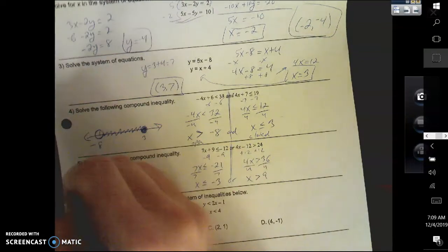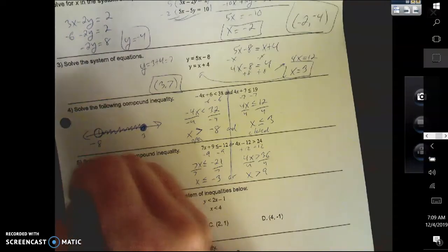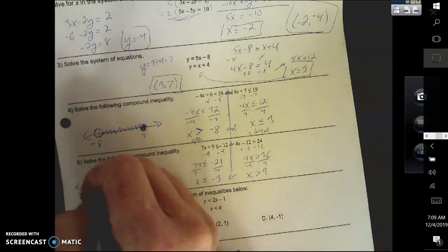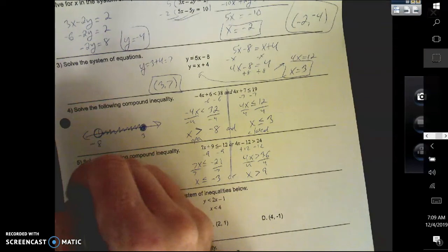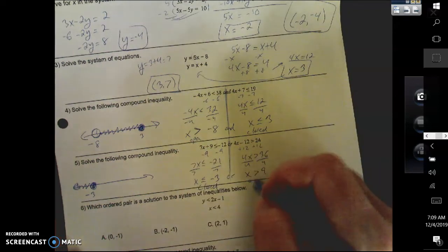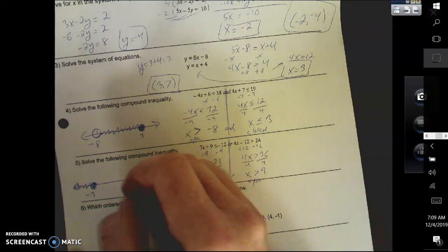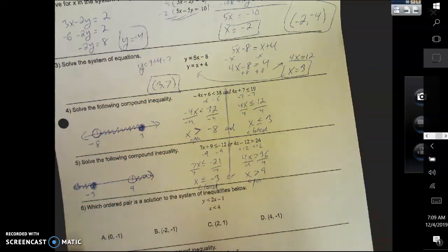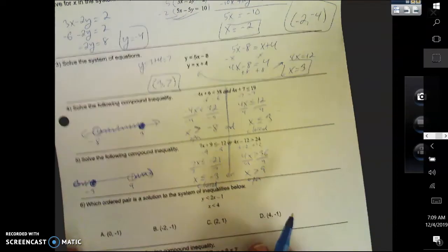So if you were to graph this, you are less than or equal to -3, so closed. And this would be open at 9 to the right. So with or, they go opposite directions. Very good.